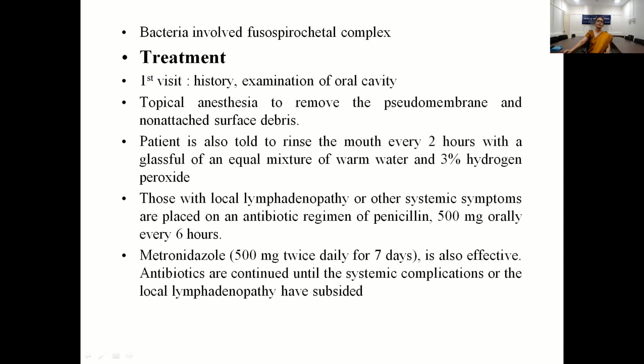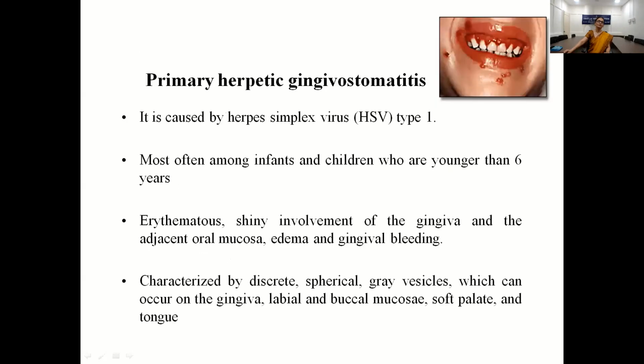Patients who are having systemic symptoms like local lymphadenopathy or fever are prescribed an antibiotic regimen, that is penicillin. You can give amoxicillin 500 mg every 6 hours. You can give metronidazole 500 mg twice daily for 7 days. It is also effective. Antibiotics are continued until the systemic complications or the local lymphadenopathy have subsided. If the patient is having severe pain, you can prescribe anti-inflammatory analgesics.